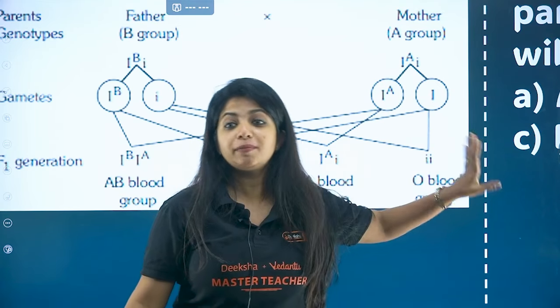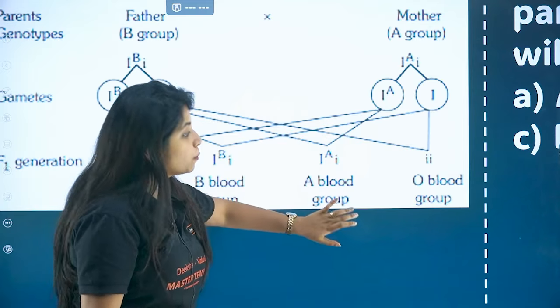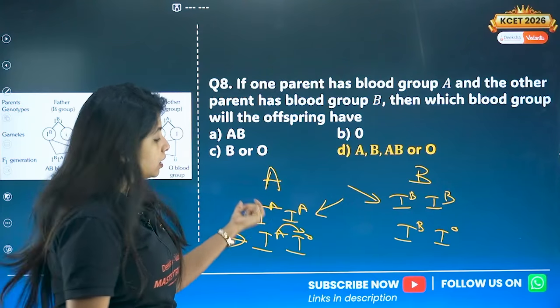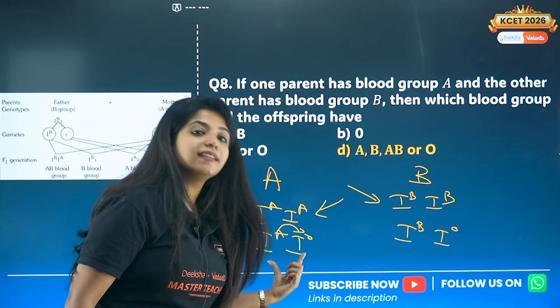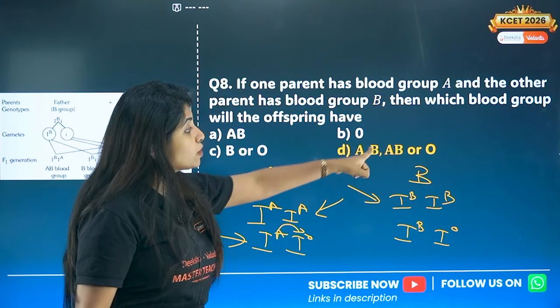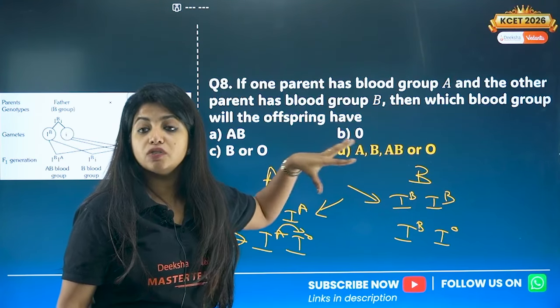So you can see all the blood groups. So this is a wider answer. Please think like that and give the answers. Don't think it will be just like this. No, it can be like this as well. So if you have an option like this, go for it. Your answer would be D.